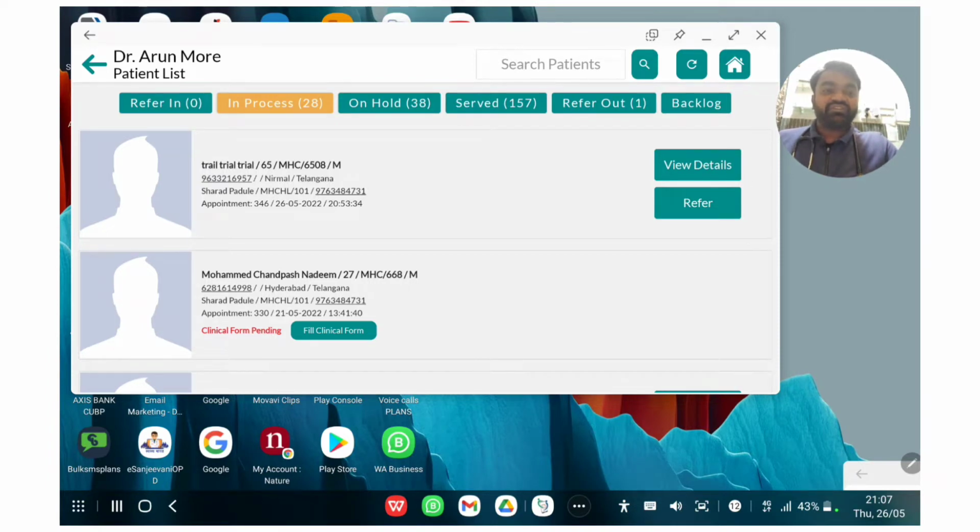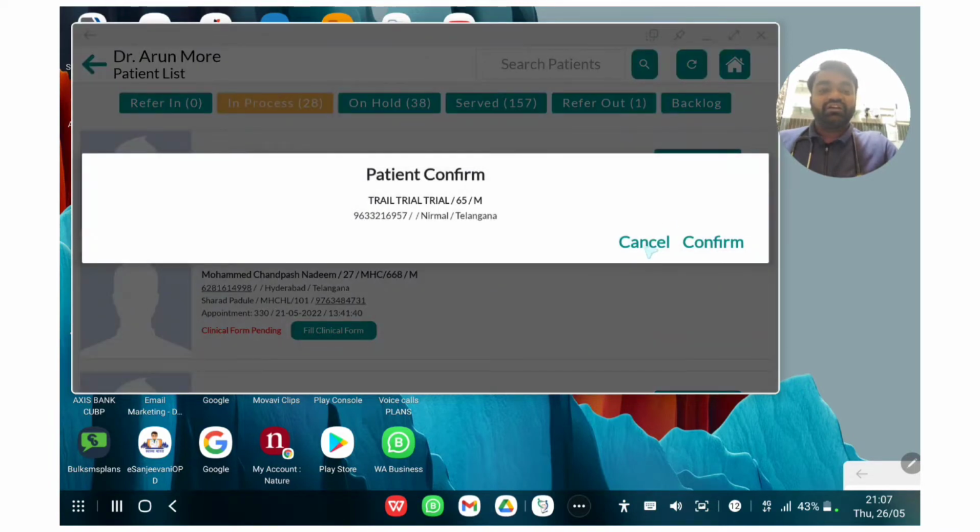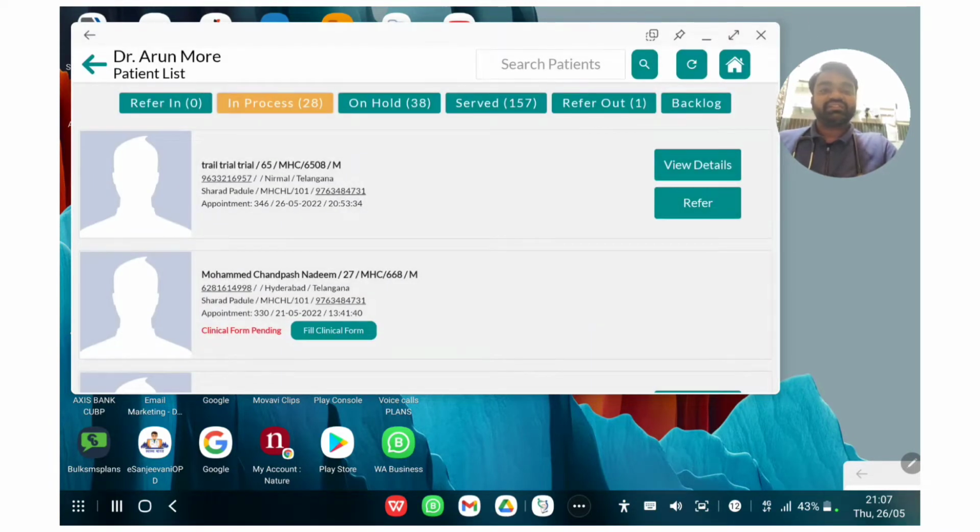For this particular appointment, let us go to View Details. Let me tell you one more thing: you can search your patients from here. You can write down their names, phone numbers, or anything else that can be searched upon over here.